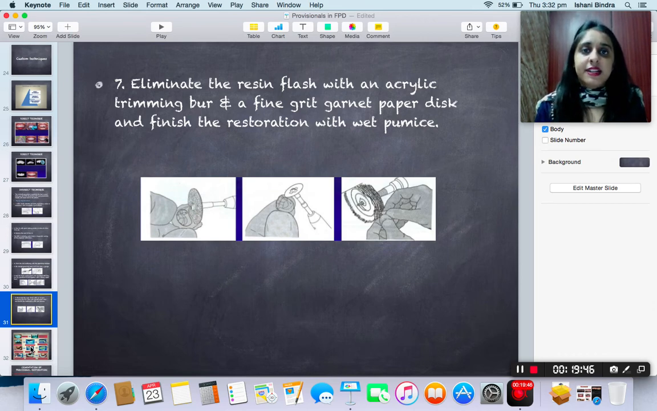Why do we call it indirect technique? Because all these steps are not done in the patient's mouth. They are done when the patient is away, that is in the dental laboratory. Hence it is known as indirect technique.